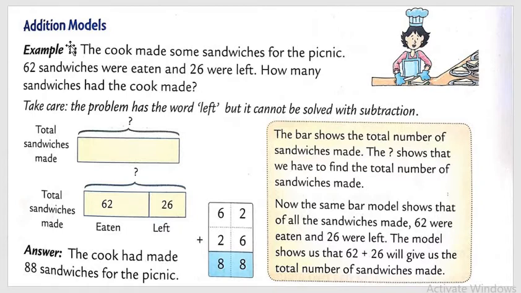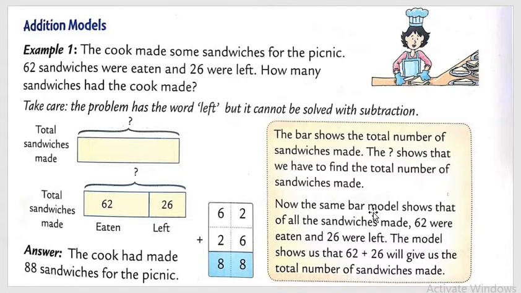Now here are some instructions, read and I will explain. The bar shows the total number of sandwiches made. It shows that we have to find the total number of sandwiches. This question mark shows we have to find the total number of sandwiches, because the eaten number and the left number are known. That's why we have to find this two-digit number at the question mark. Understood, all students?